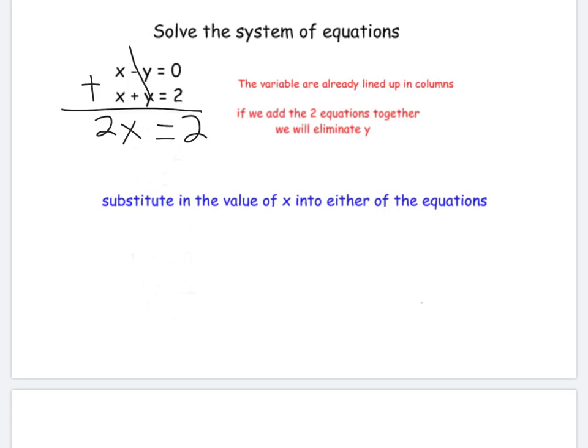So I have 2x equals 2. To get rid of the 2 that is on the same side as the x, I need to do the opposite, which is division, and I want to divide both sides by that 2 that I want to get rid of. So these two 2's cancel each other out. I'm left with x, and 2 divided by 2 is 1. So I know that my value for x, or half of my solution, is 1.